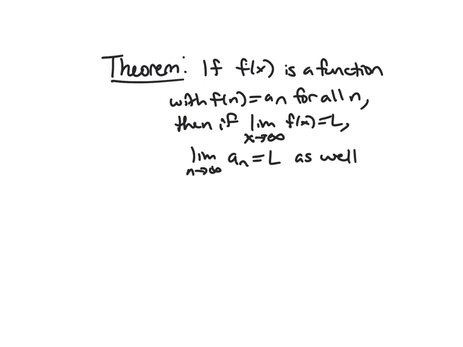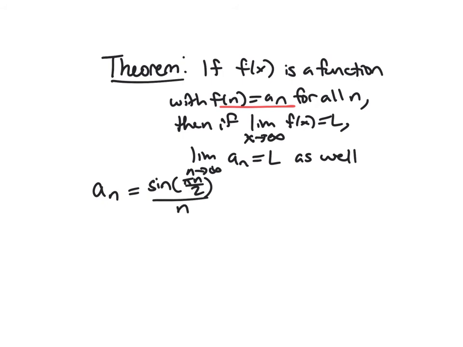Okay, so basically the situation is if we have our sequence and a function that agrees with our sequence at every integer point, so that f(n) is equal to a_n, then if the function itself, with all the points in between the integer values filled in, has the limit L, then our sequence will also. So let's look at an example. Let's look at a_n, which is sine of pi n over 2, all over n.